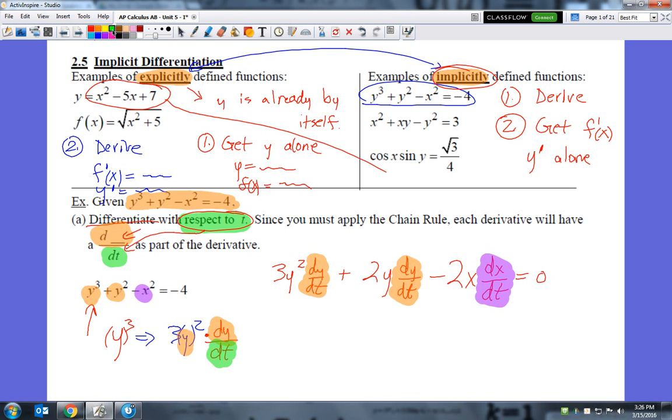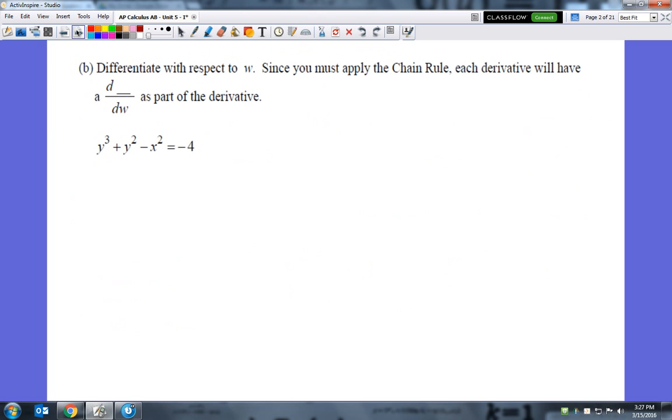Let me go ahead and highlight that t on the bottom with green, showing you that it's immediately what we did, or it's reflecting what we were asked to differentiate in respect to, which is way over here at the very beginning. Okay, so now we'll look at another example. This time we're going to take it in respect to w.